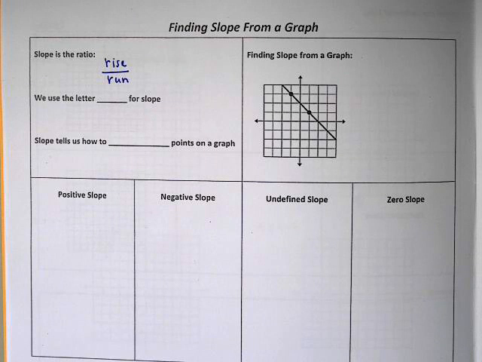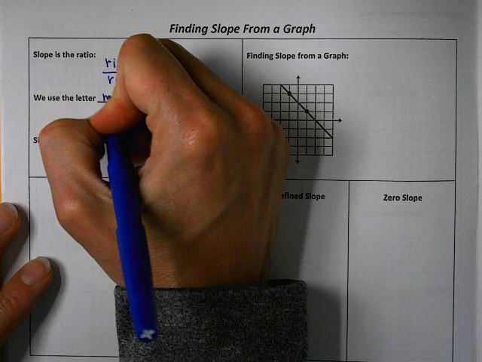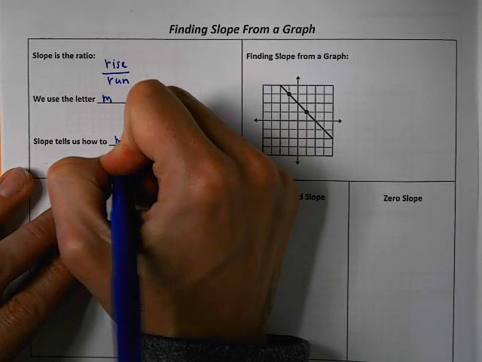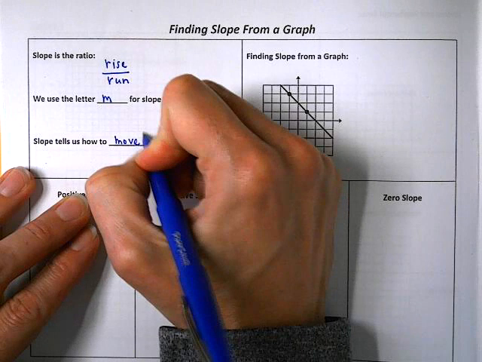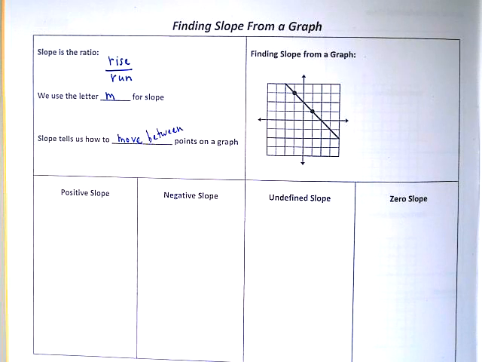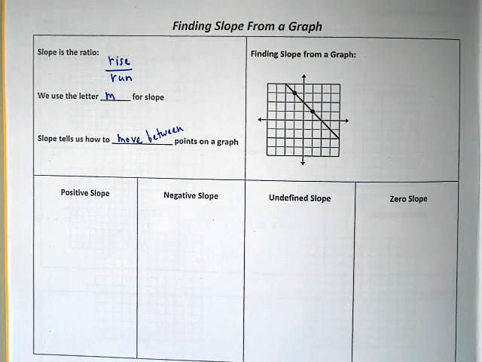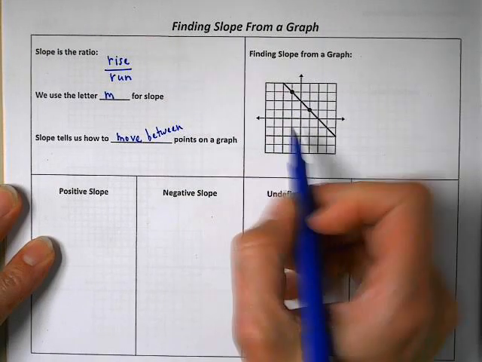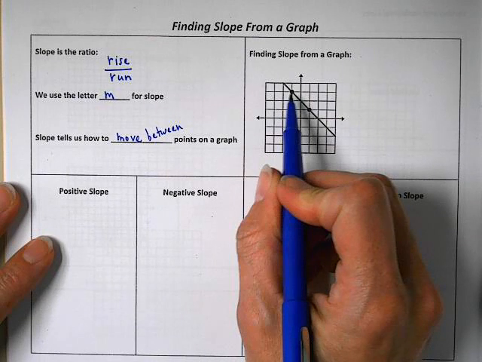So we're going to be comparing the rise over the run, and we use the letter M for slope. So whenever we reference slope, you're always going to see M equals. Now the slope tells us how to move between points on a graph. I think of slope as the directions for how to get from one point to another. For example, I always like to start, if I'm looking at my line, at the point that's the furthest left. So I'm going to start here.